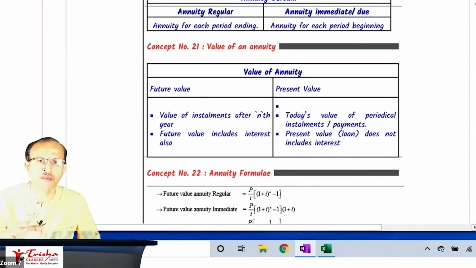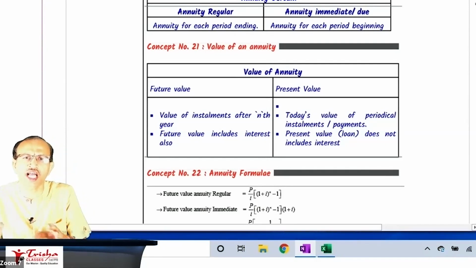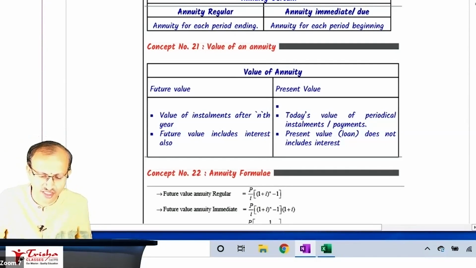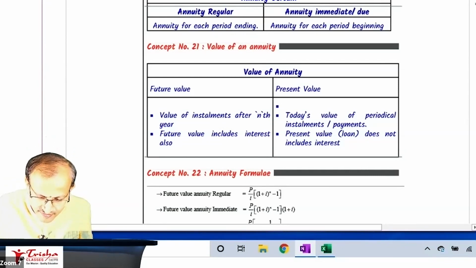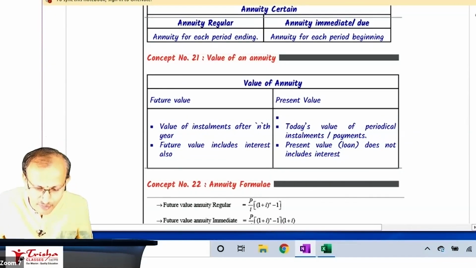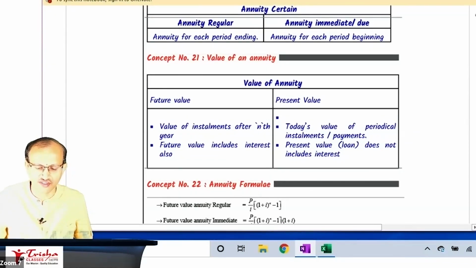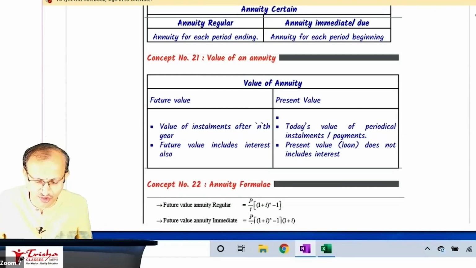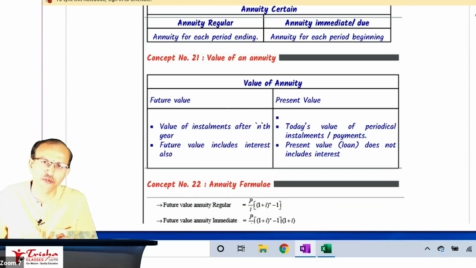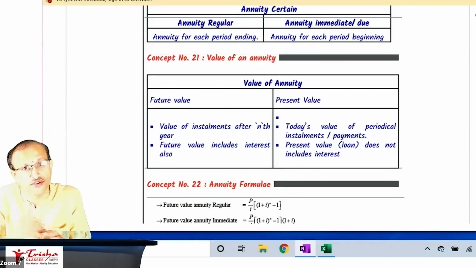Let me know how much memory you have of when I was discussing the classes. In the future value, have I told you it is a every-year deposit or a loan problem? Is it a deposit problem or an installment payment problem? Loan or deposit? You cannot get confused here. I'll repeat. You have some money. You deposit 10,000 every year for 3 years. Third year end, what money will you get from the bank in future, called future value.